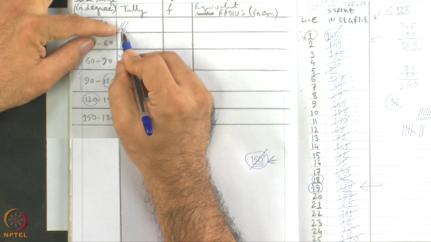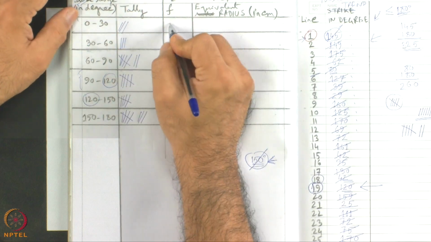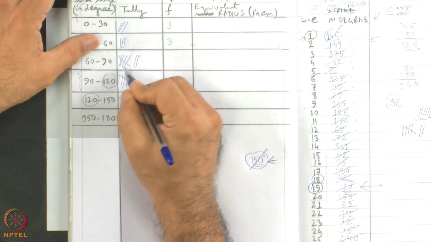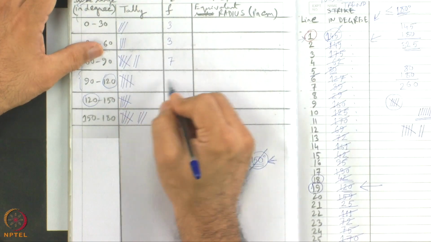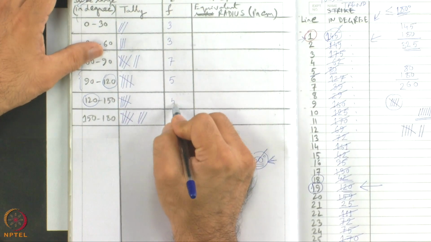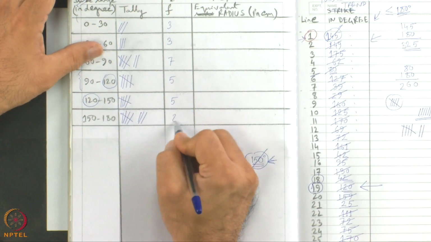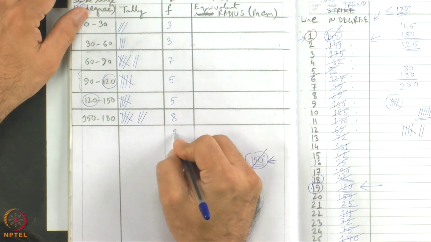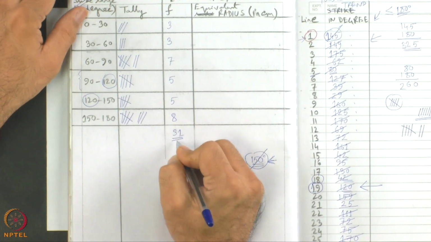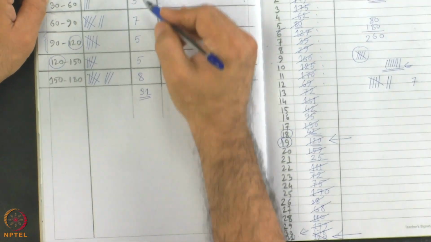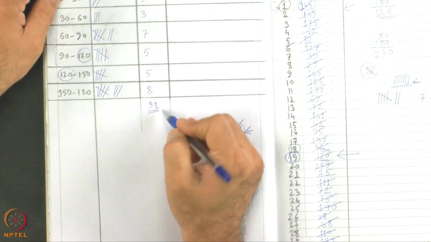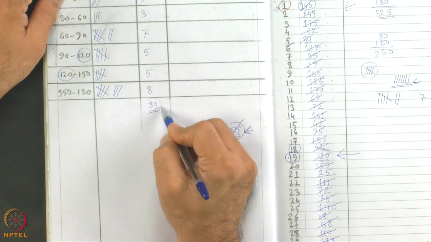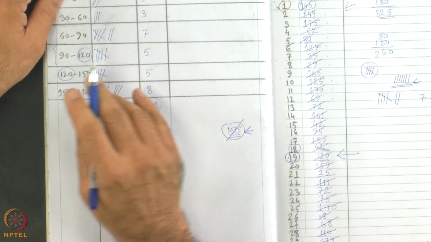Now, I have to convert this tally into frequency. I count them and it is 3, here it is 3, here it is 7, here it is 5, here it is 5 and here it is 5 and 6, 7, 8. Now, if I add up these numbers, the total has to be same as the total number of lines with which I started, and the number was 31. In case I add and I find that the number is not matching with the total number of lines, that means I have made some mistake.